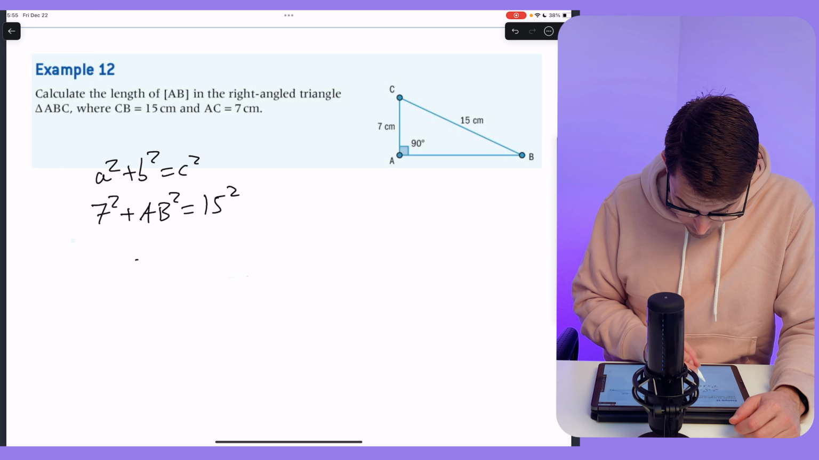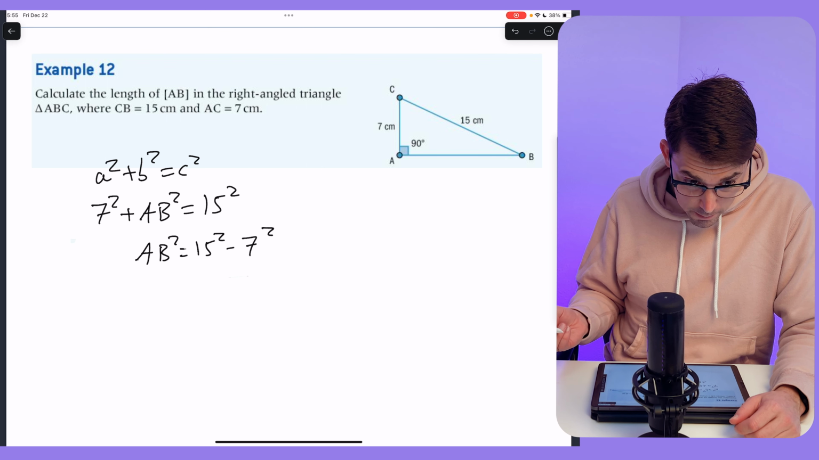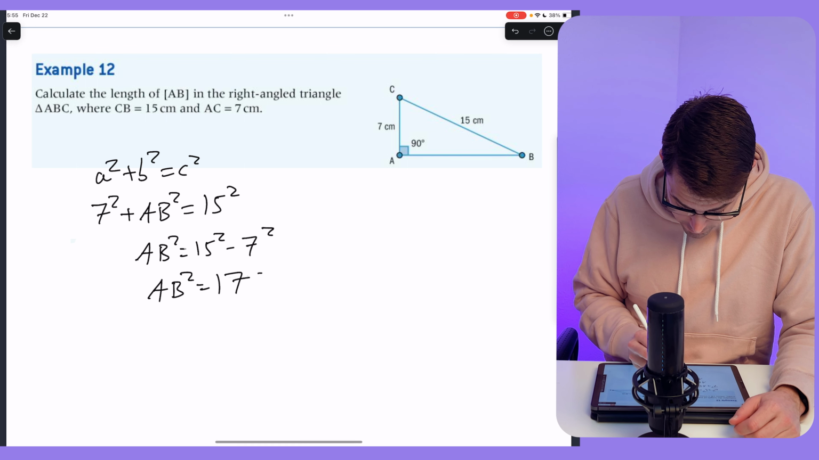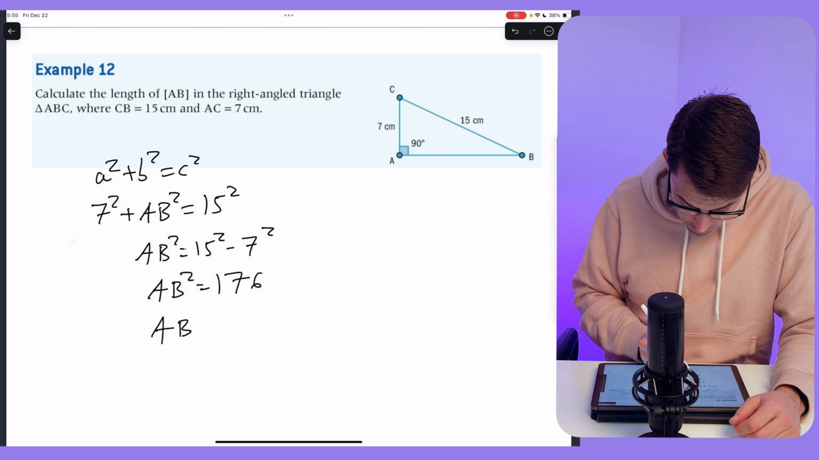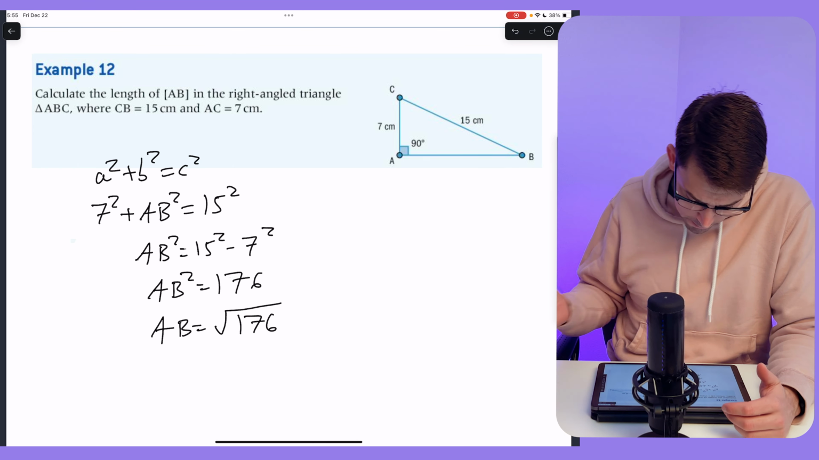So what does that mean? Well, it means that AB squared is going to be equal to 15 squared minus 7 squared. What exactly is that going to be equal to? AB squared would then be equal to 176, and then we're going to have to take the root of each side. So technically the root of 176 would suffice.